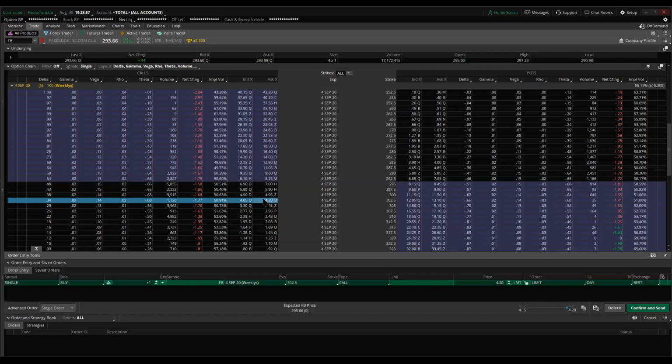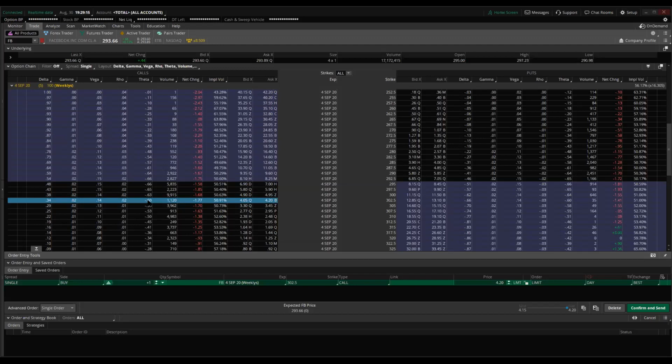But if Facebook doesn't move at all on Monday, which is unlikely, your contract will lose $60 automatically. 60, yeah, throughout the day.